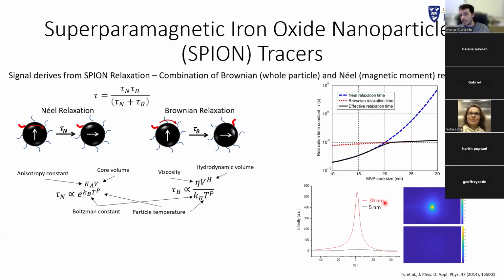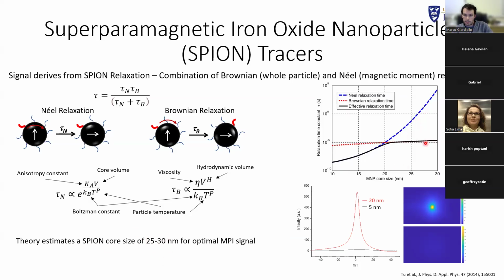And you can see that the 20 nanometer, despite the idea that it would have a slower reversal, actually gives the stronger signal. The 5 nanometer particle gives no signal at all. That's because of its ability to be magnetized. Although it would have a faster Néel response, its magnetization is too low, and it's too hard to get it to be magnetized.